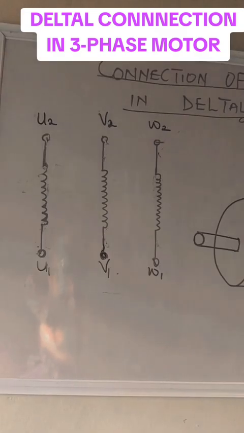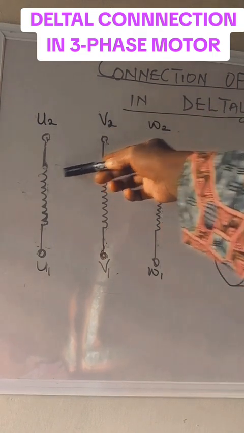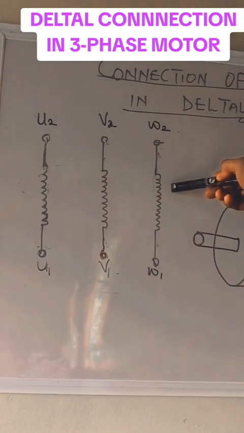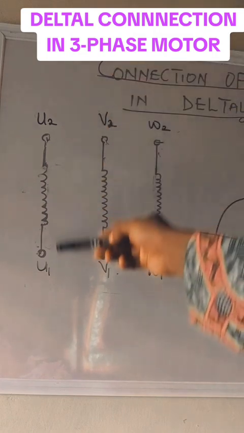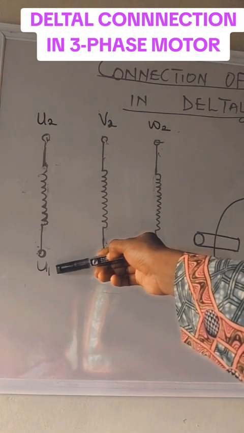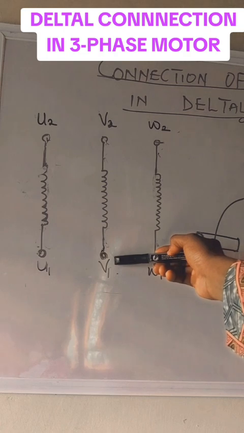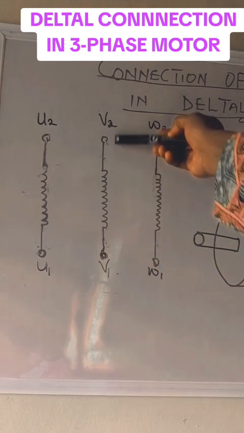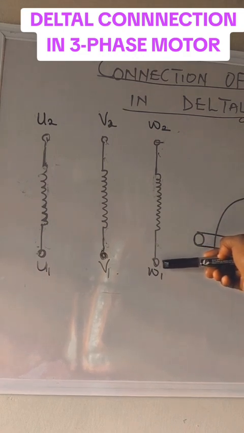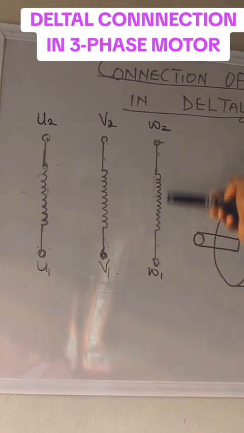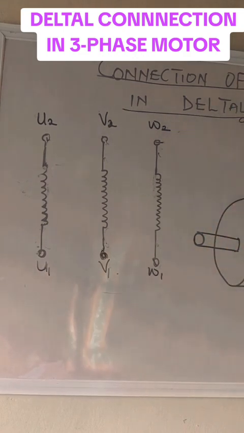A three-phase motor has three coils. That is coil U, coil V, and coil W. The start of coil U is U1, while the end is U2. The start of coil V is V1, and the end is V2. The W coil has its start as W1 and its end as W2.